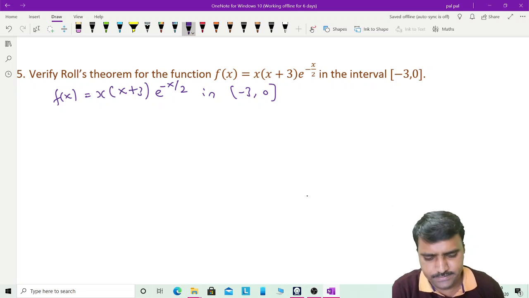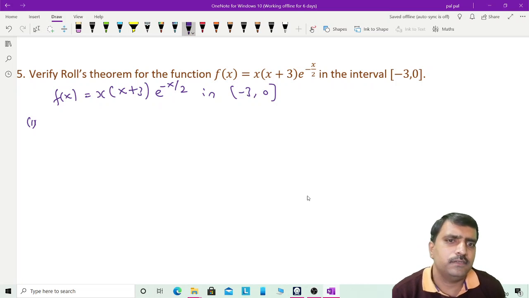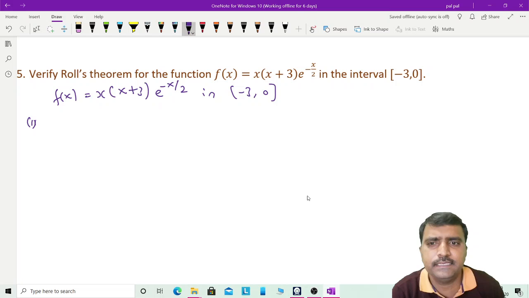We need to verify three conditions. Let us take the first condition. So yes, for no values in between minus 3 to 0 does it assume infinity or indeterminate form. The exponential function is continuous, the polynomial is continuous, so the product of continuous functions is continuous. So f of x is a continuous function.